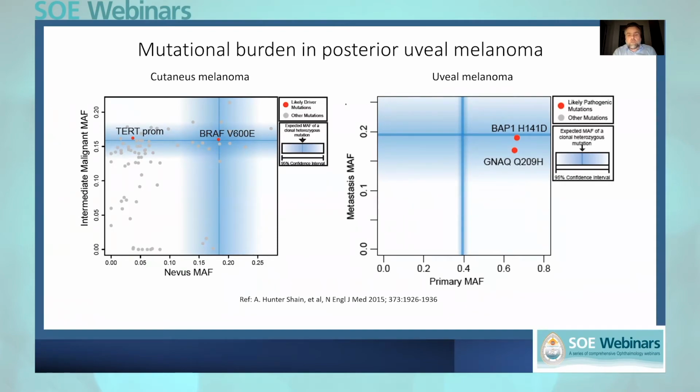The poor outcome for uveal melanoma is probably due to the low mutational burden shown here on the right panel, where we only have 2 mutations, 1 driver and 1 initiator, in contrast to the left panel for cutaneous melanoma, where each dot represents a mutation in the tumor.